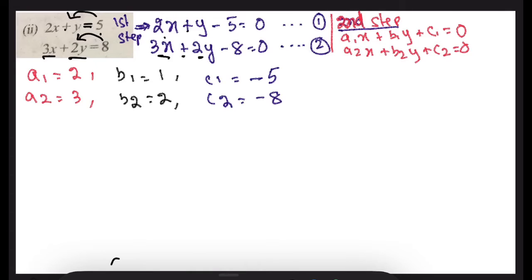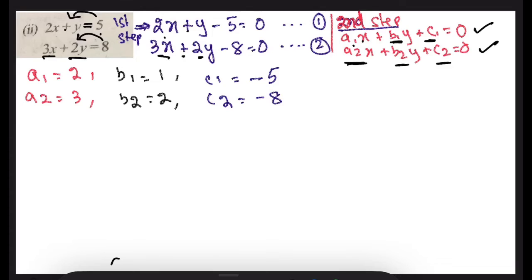After that what we have to write? What is our general equation? Yeah, the standard formula is A1x plus B1y plus C1 equals to 0. For the second equation, the general formula is A2x plus B2y plus C2 equals to 0. This is our second equation's standard format. Now we shall compare with our first equation.